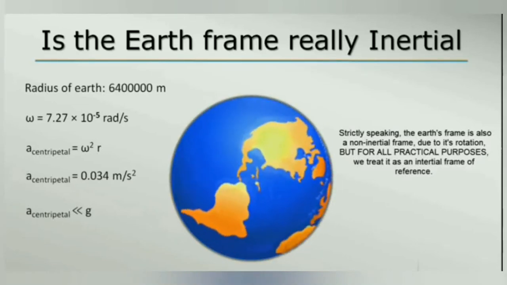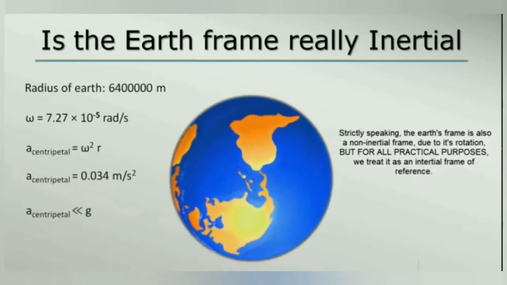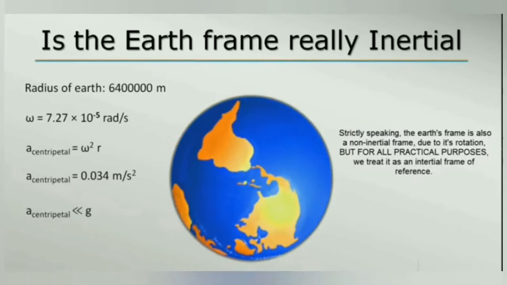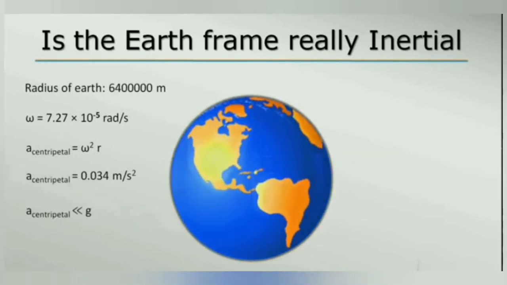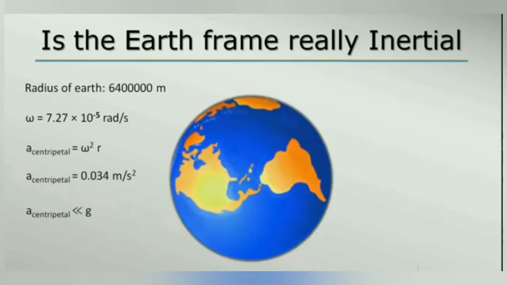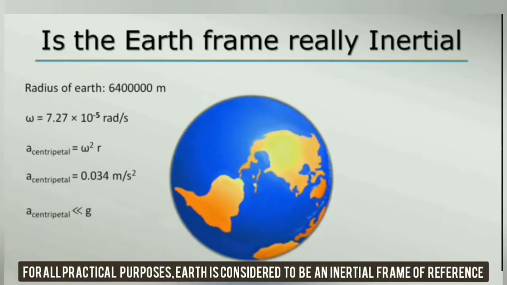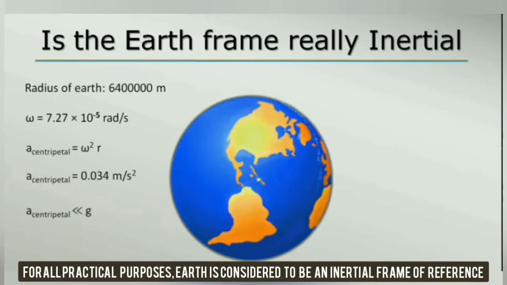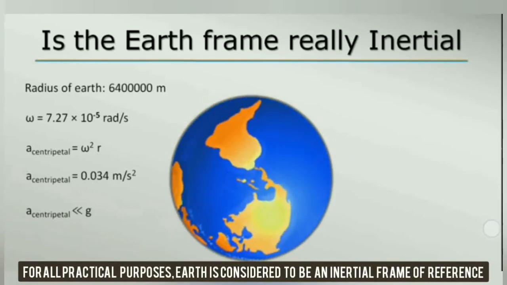Thus, strictly speaking, the Earth's frame is also a non-inertial frame because of the fact that Earth is rotating, and thus it's the case of accelerating frame. But due to the negligible effect of the Earth's rotation on the acceleration due to gravity, therefore Earth can be considered to be an inertial frame of reference.